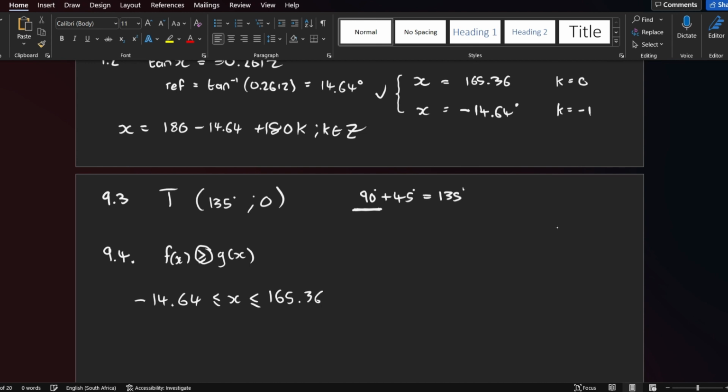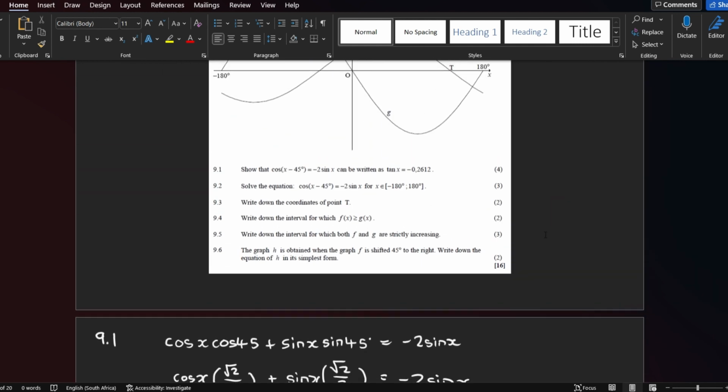165.36. Alternatively, we could have written it as x is an element of, including negative 14.64, going all the way to 165.36 and including that as well. So these were the two ways of forming that answer.